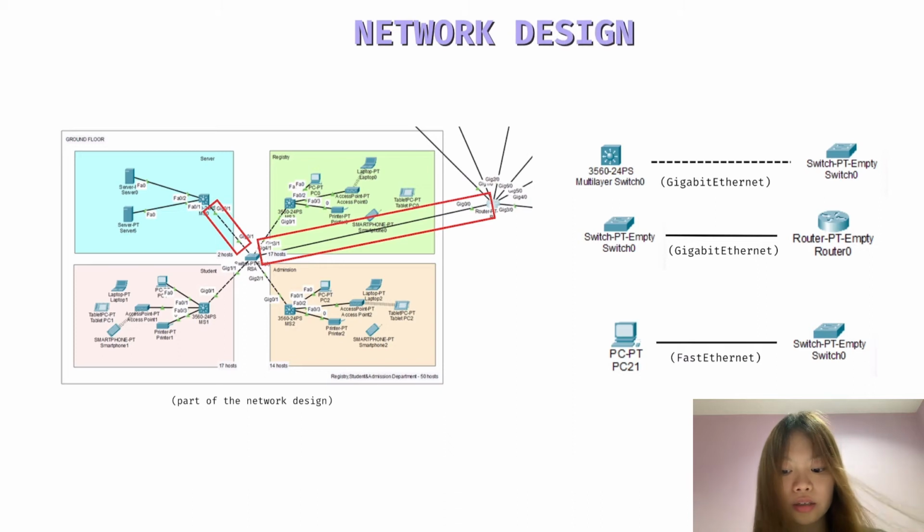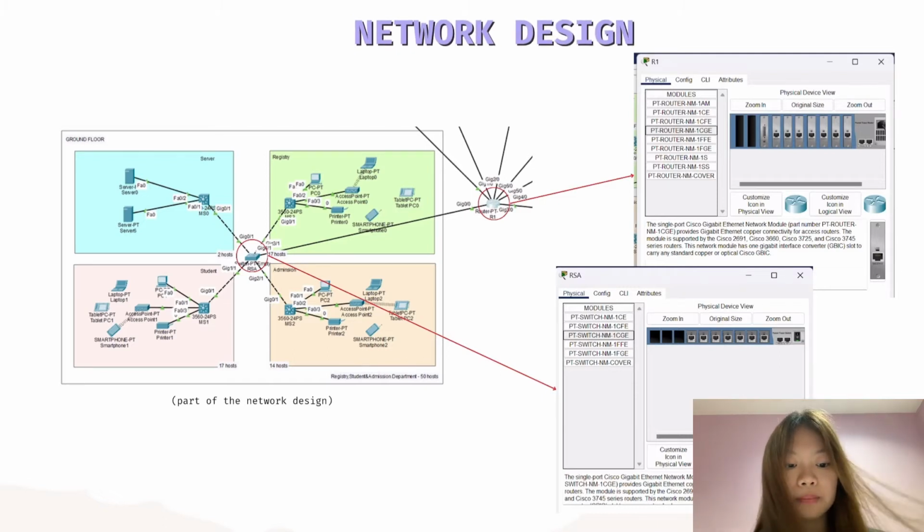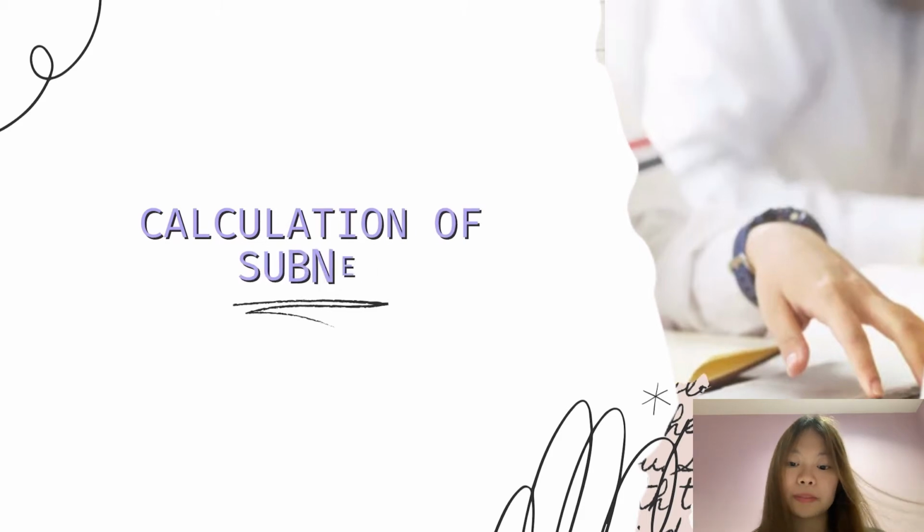In the network design, there are 2 types of Ethernet that we are using: gigabit Ethernet and fast Ethernet. We use gigabit Ethernet between the multi-layer switches, and also between the switch and router. We use fast Ethernet between the PC and switch. The purpose of using the modular router and switch is so that we can add more ports in the future. Now I will pass it to my teammate CHUI to talk about the calculation of subnet.